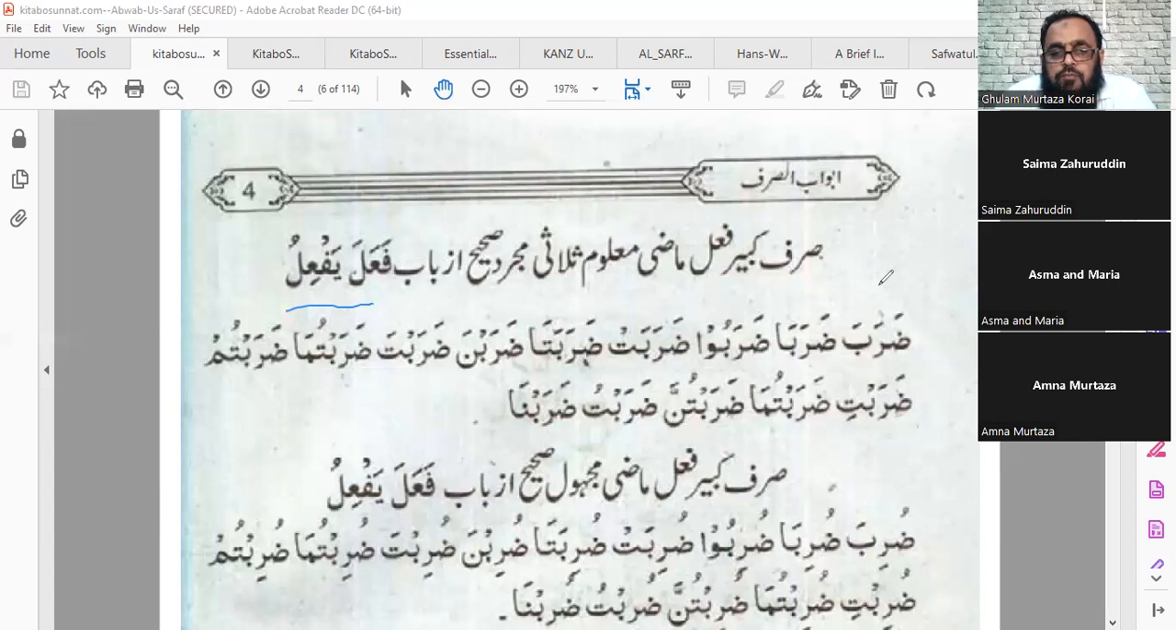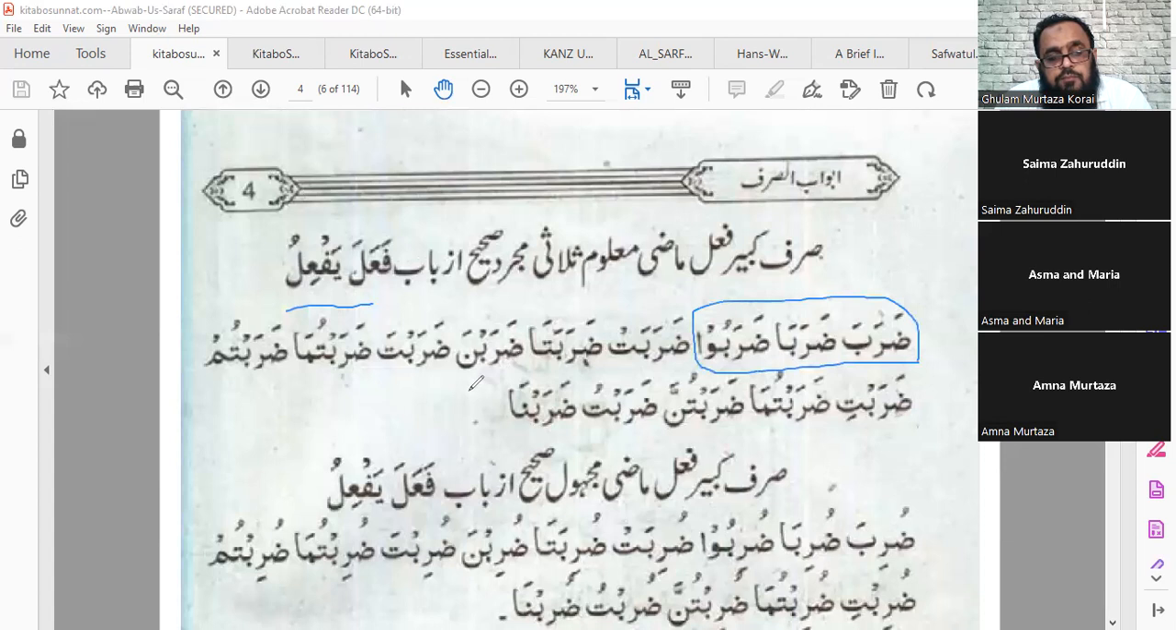The complete family means complete. Some words belong to this, these words belong to this. Okay, zaraba, zaraba, zarabu: wahid muzakkar ghaib. Muzakkar ghaib, three of them muzakkar ghaib. Yes. Okay.